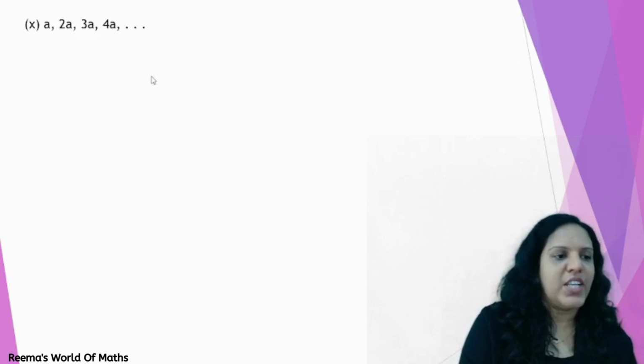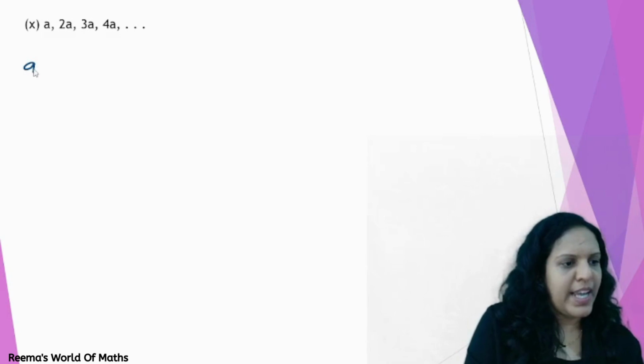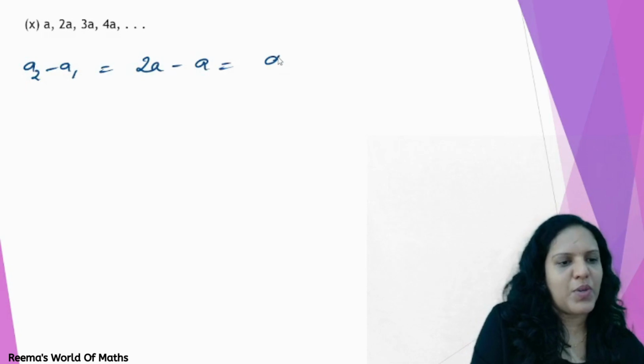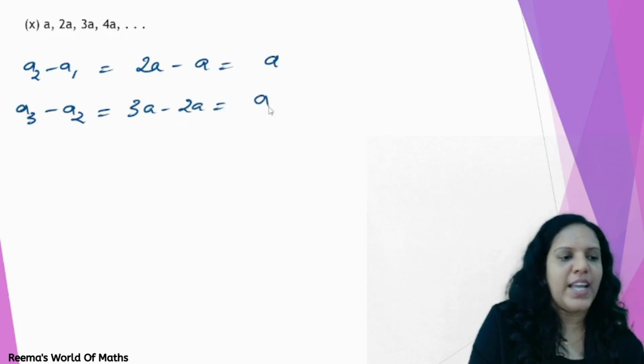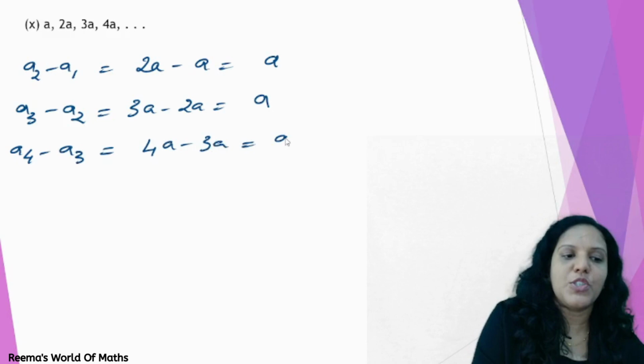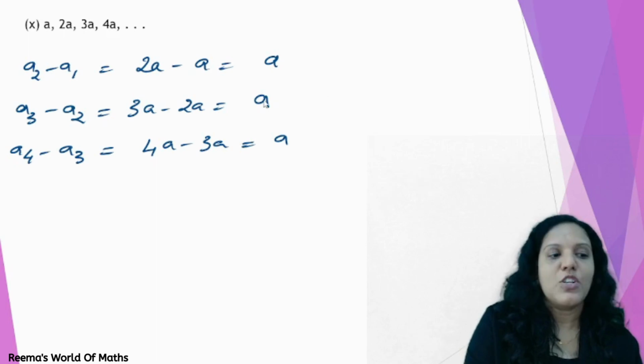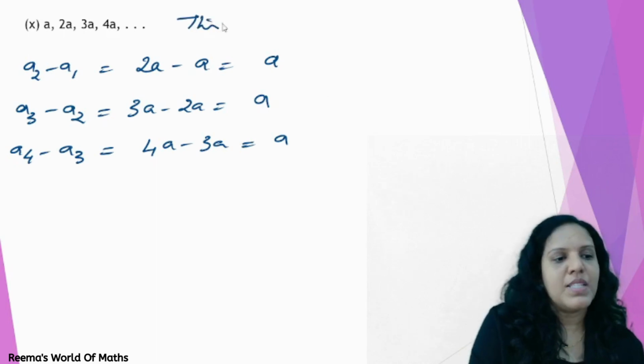A, 2A, 3A, 4A. Let's see the difference between each term. A2 minus A1 is 2A minus A, which equals A. A3 minus A2 is 3A minus 2A, which also equals A. A4 minus A3 is 4A minus 3A, which also gives A. So the difference is constant, so it is a common difference. This series forms an AP.